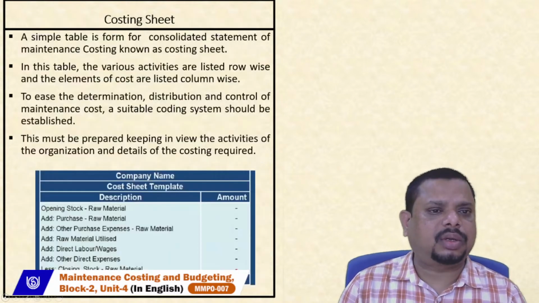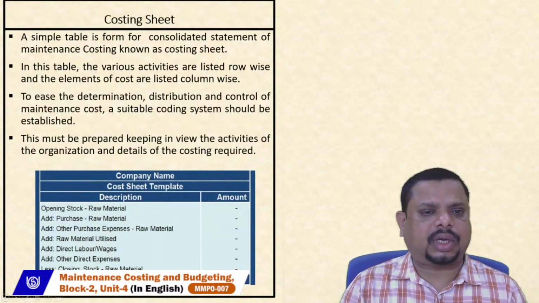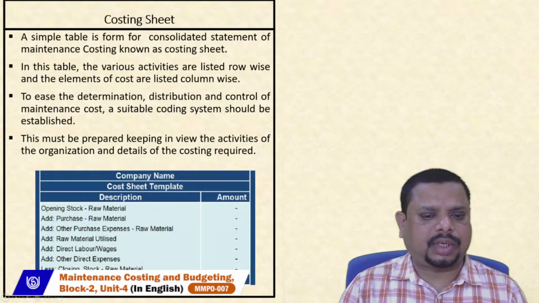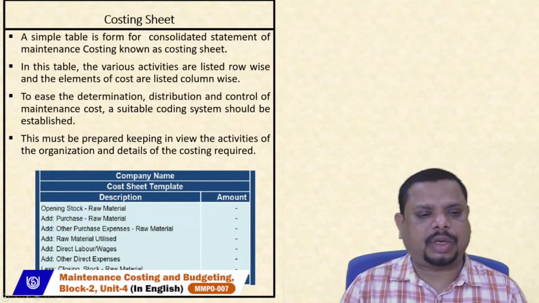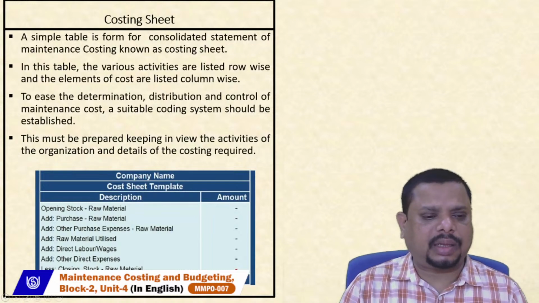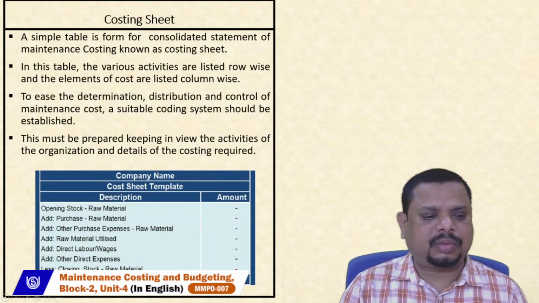Moving to the next one, we have costing sheets. In the case of the costing sheet, I have already given the example at the bottom. It shows a simple template of a costing sheet, which includes the company name, then the cost sheet template. For example, it belongs to the mechanical maintenance department or the electrical maintenance department, and their total description should be there, and the amount should be given. So this is the primary cost, which is basically accessed at the department level.